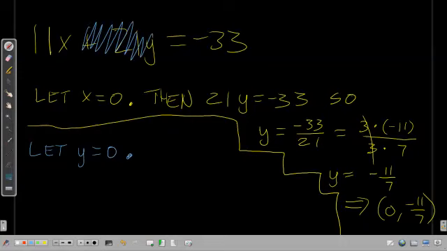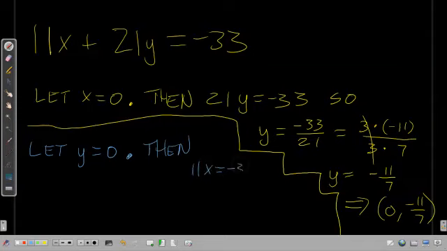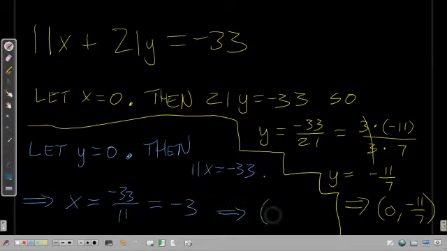If I let y be 0, then this term would be gone. And it just says 11x is a negative 33. I can divide both sides by 11, so then x would be minus 33 over 11. Well, that's just negative 3. So it must go through the point negative 3, 0.